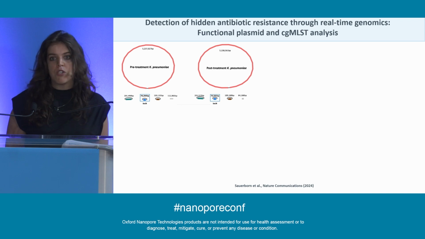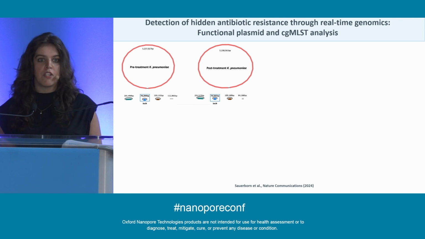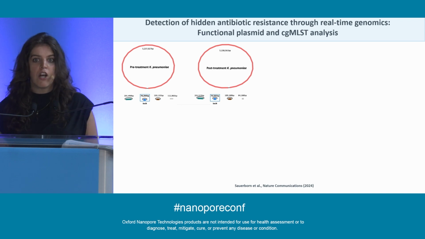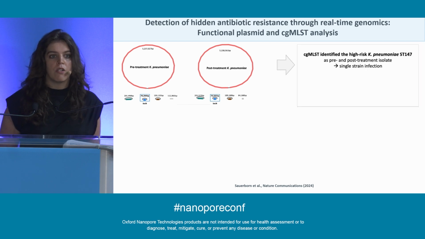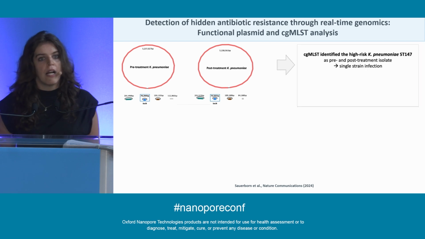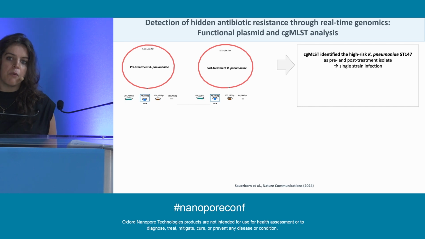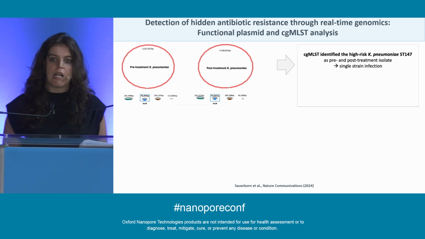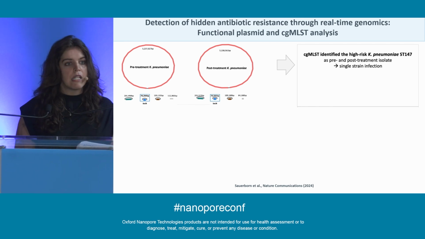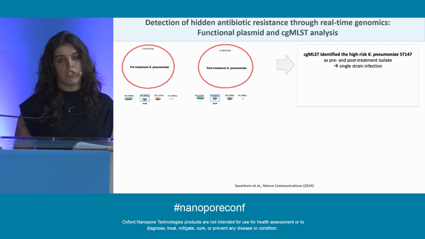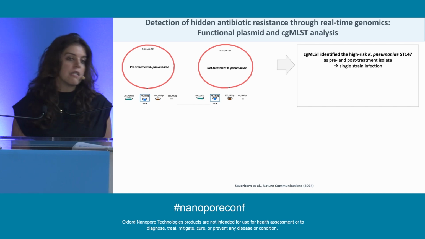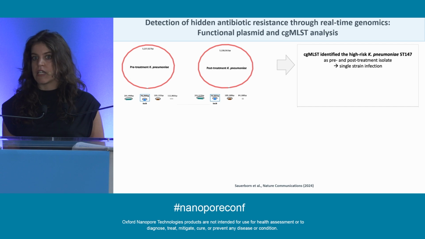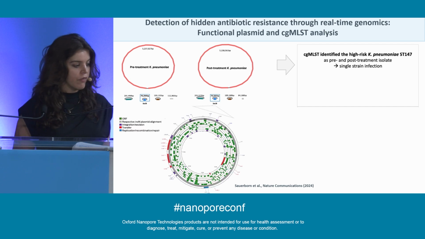Now, we've also been able to create fully circular de novo assemblies of the chromosomes and 3 plasmids, and core genome multi-locus sequence typing showed that both Klebsiella pneumoniae in the pre- and post-treatment isolates belong to the same strain, which is a sequence type 147 strain, which is a high-risk and emerging strain. So this might indicate that we are actually dealing with a single-strain infection.